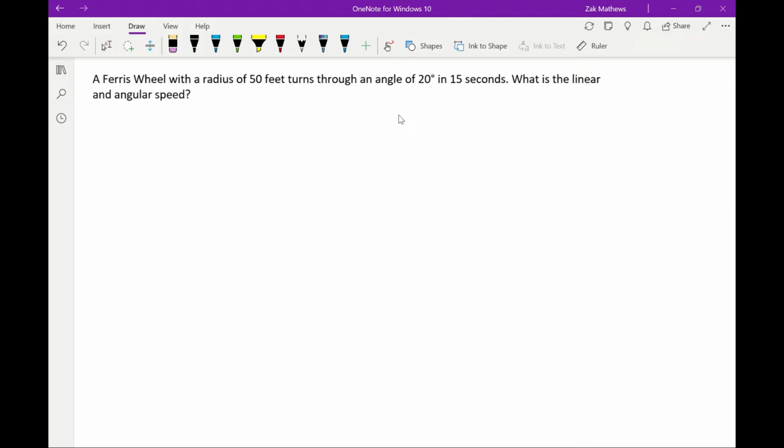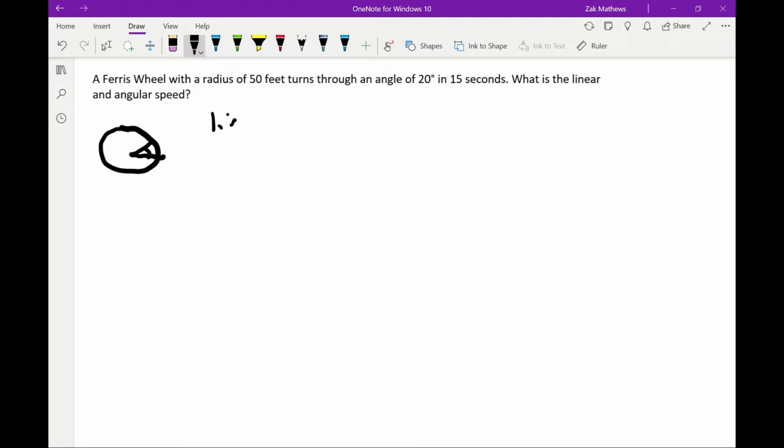All right, so let's take our first example. A Ferris wheel with a radius of 50 feet turns through an angle of 20 degrees in 15 seconds. What is the linear speed and what is the angular speed? So obviously, with a Ferris wheel, we have a circle, and it is turning through an angle of 20 degrees in 15 seconds. So a very small angle through which it's turned in 15 seconds. Start with linear speed. Actually, the more challenging answer to find in this case, but we'll do it anyway. The problem asked for it first.